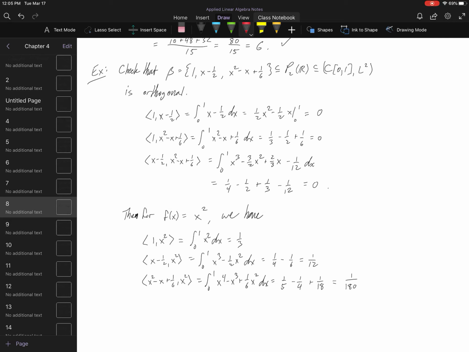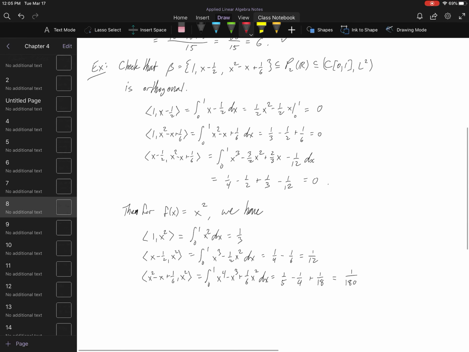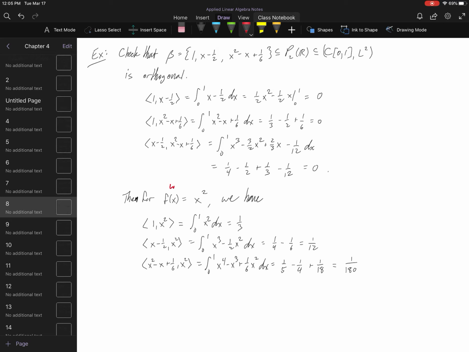Then for f of x equals x squared, we're going to do the same thing. We're going to think of this as the w vector from before, and we're going to try to construct this guy in coordinates based on that basis beta.